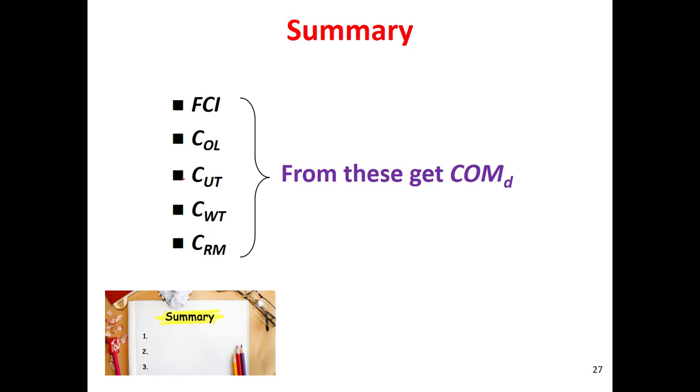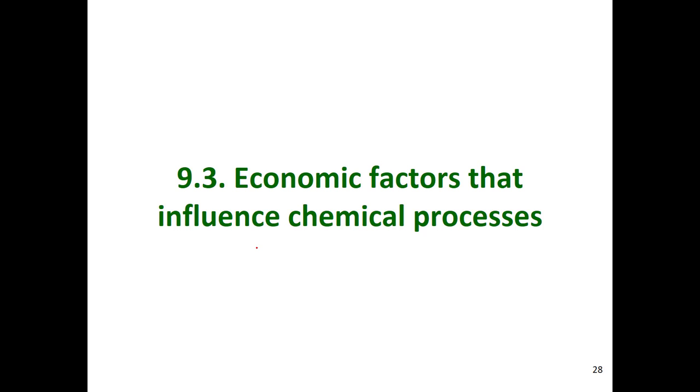Okay, as a summary of this part, we have almost 20 slides to finish this. As a factor, we have the cost of manufacturing without depreciation. For calculating the cost of manufacturing, we need fixed capital investment, operating labor, utility, waste treatment, and raw material. We already talked about how to calculate each of them.